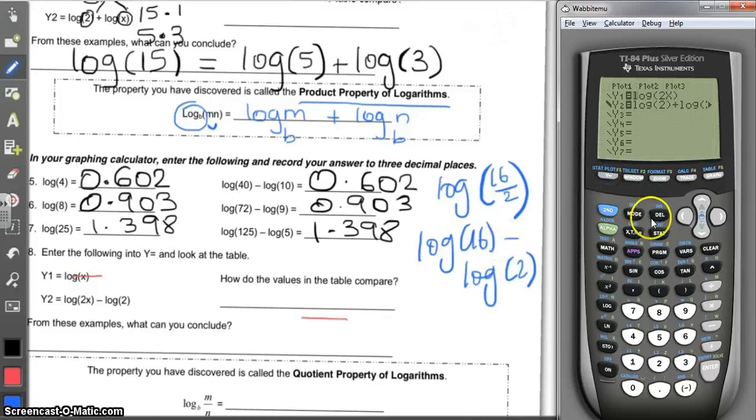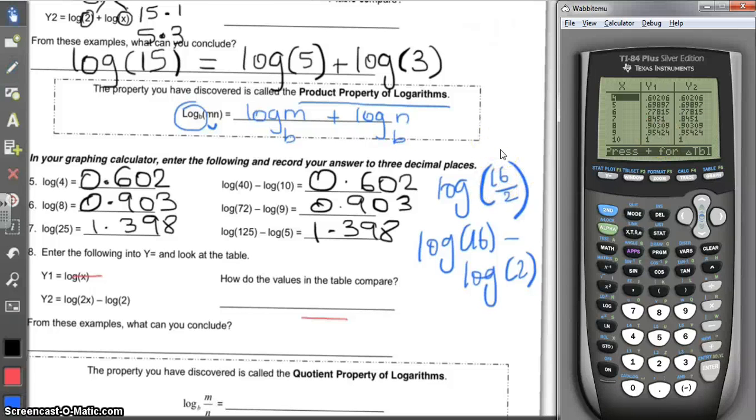So now let's try to graph it. On y1, I'm going to put log of x. And on y2, I'm going to put log of 2x. So this is log of 2x, and then minus log of 2, because 2x divided by 2 would give you x. Now let's try to graph it. Looks exactly the same, but I'm going to go to second table to double check. And as you can see, the y values are exactly the same.